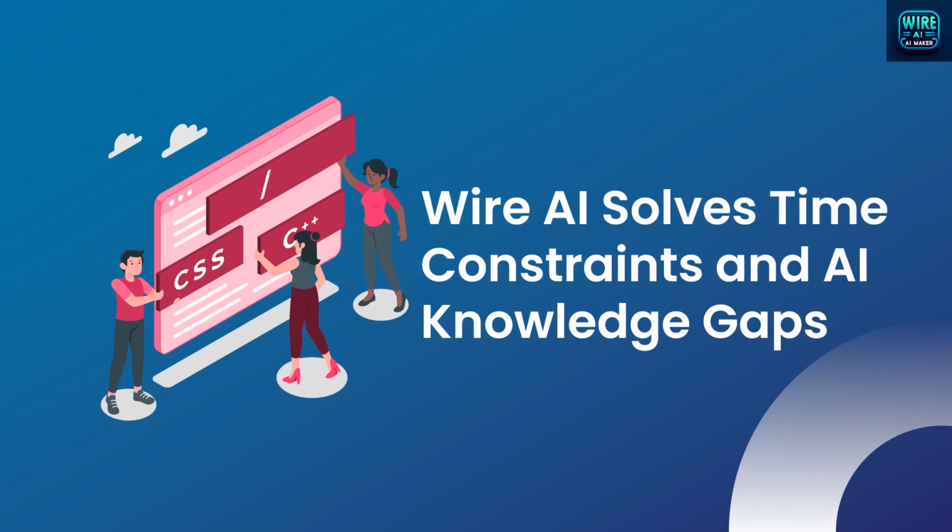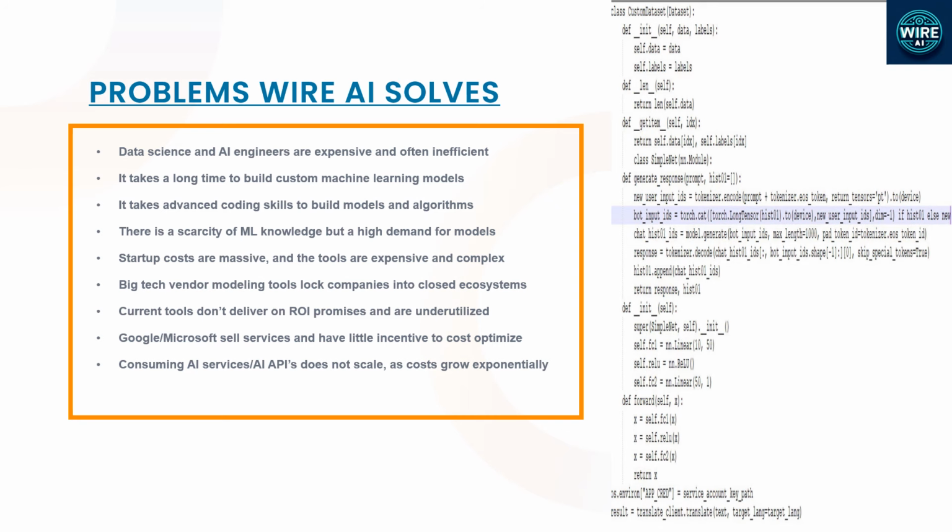Wire AI solves time constraints and AI knowledge gaps. We solve a lot of pain points for modelers. Problems Wire AI solves: data science and AI engineers are expensive and often inefficient. It takes a long time to build custom machine learning models. It takes advanced coding skills to build models and algorithms. There's a scarcity of ML knowledge, but high demand for models. Startup costs are massive, and the tools are expensive and complex.